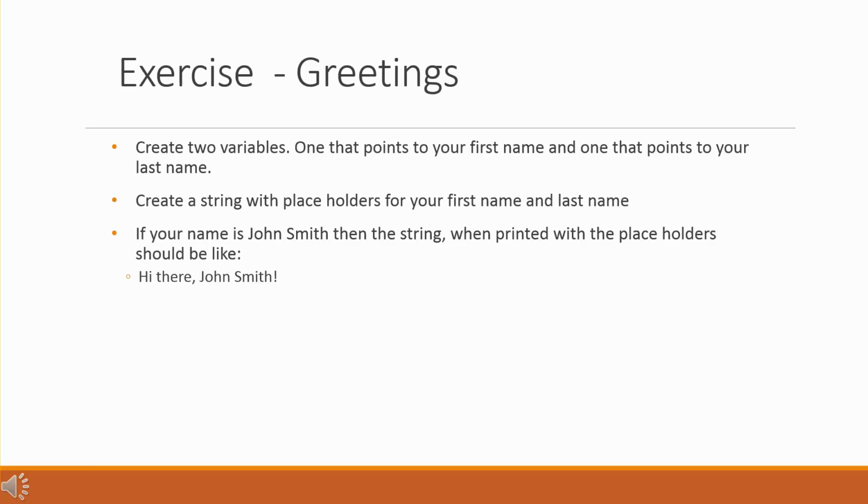As an exercise, please go ahead and try string formatting. So create two variables, one that points to your first name and one that points to your last name, again, just like we saw in the previous slide. Create a string with placeholders, like I showed you before, for your first name and your last name, and print out the results, so the template with the replacement parts. Okay, so if your name is John Smith, then the string when printed with the placeholder should look like, "Hi there, John Smith." Please give that a try.